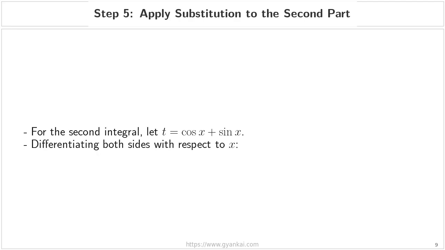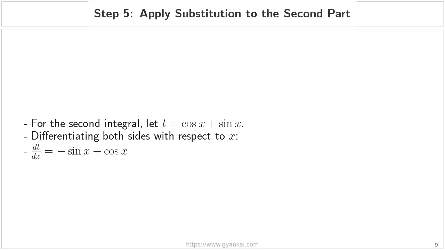Now the next part is crucial. It says, differentiating both sides with respect to x. Remember from calculus, when we have an equation and we differentiate both sides with respect to a variable, the equation remains equal. So, we're finding the derivative of t with respect to x, and also the derivative of cosine x plus sine x with respect to x.